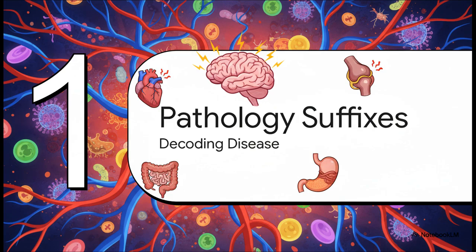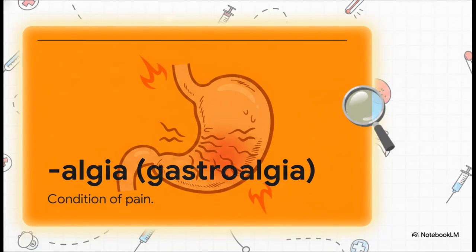Section 1. Pathology suffixes, decoding disease. Let's get into it. Our first pathology suffix is algia. This one's super straightforward. It just means pain. It turns the word into a noun representing a painful condition. So if we take our stomach root, gastro, and add algia, we get gastroalgia, which translates directly to stomach pain. Just remember the rule, algia equals pain.